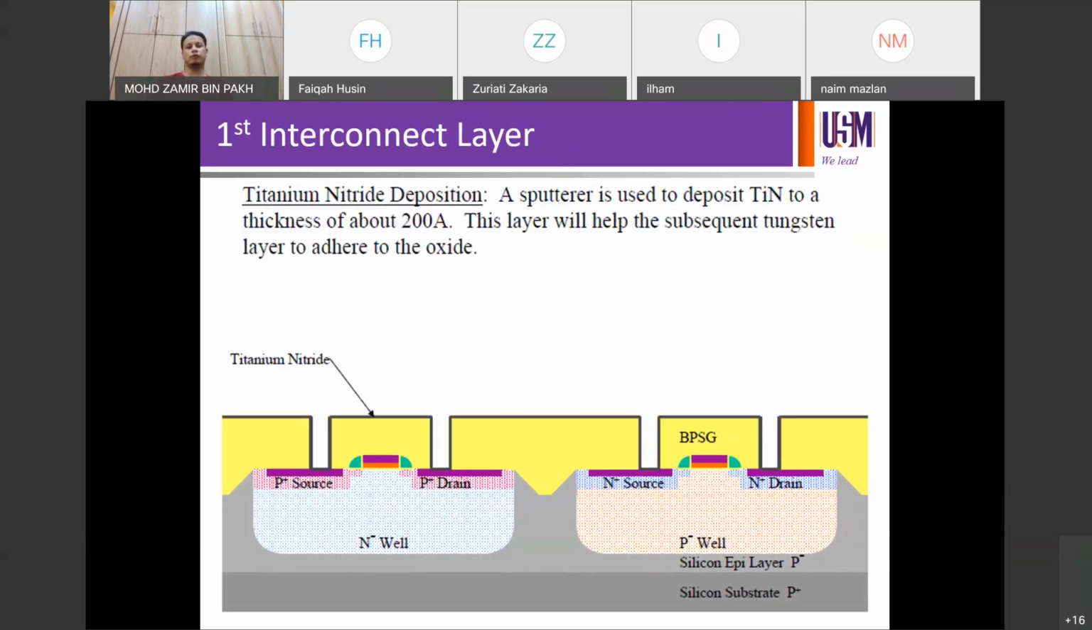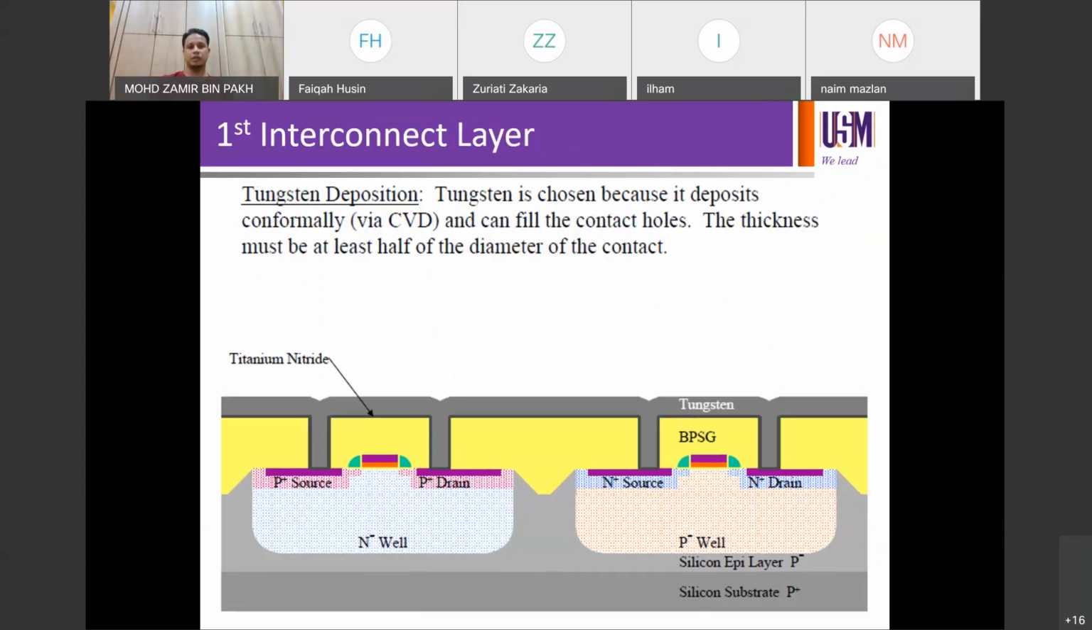Next, you sputter titanium nitride, TiN, metal layer is about 20 nano. So it will help subsequent tungsten layer to adhere to the oxide because you have oxide there. So you sputter TiN, we call it tinitride usually in the fab, tinitride or titanium nitride. Next, you deposit tungsten. Tungsten will be the metal contact.